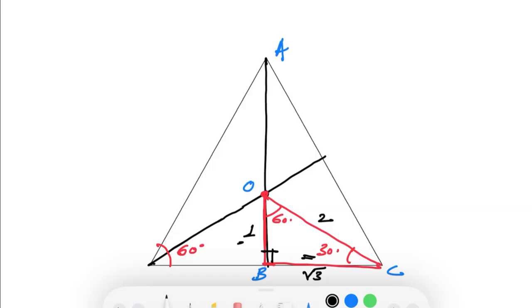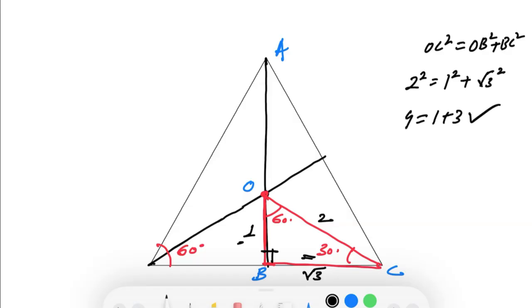So once you understand this thing, the overall thing becomes pretty easy. Even we can apply Pythagoras theorem. Then we can understand that OC square is equal to OB square plus BC square. And from here we can understand 2 square is equal to 1 square plus root 3 square. And this proves 4 equals 1 plus 3 and therefore this is correct. So this 1, 2 and root 3 understanding, if you have it, you can easily solve any problem.